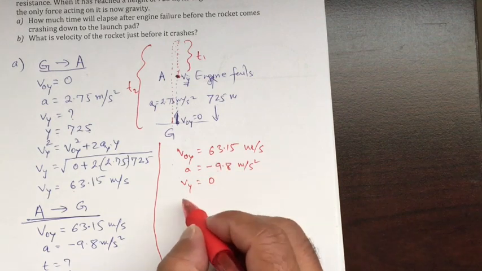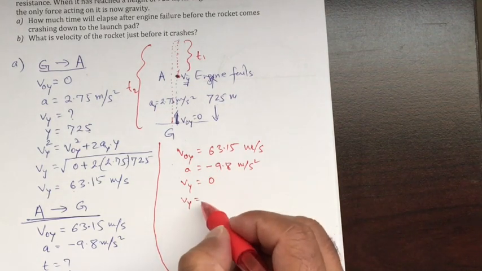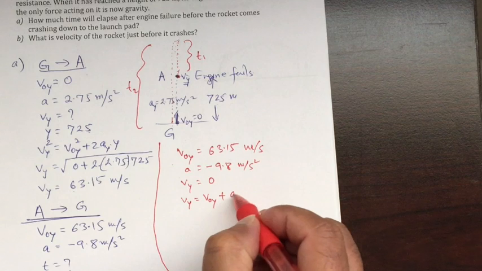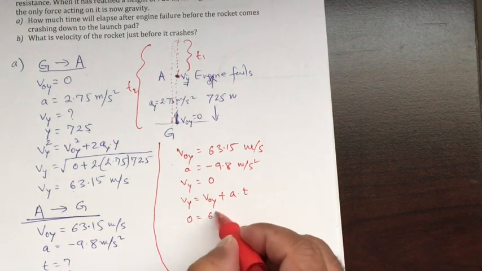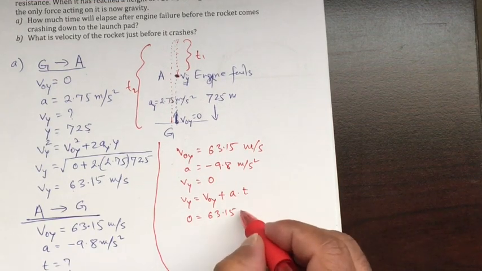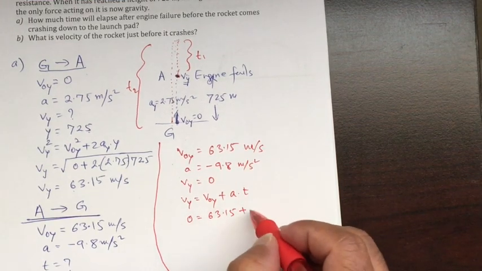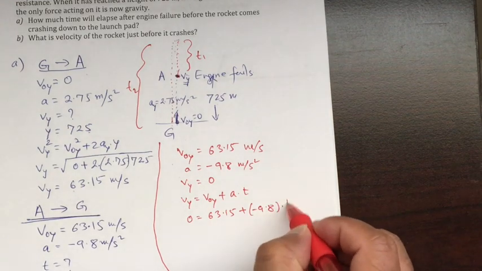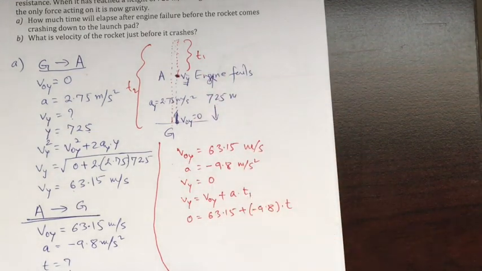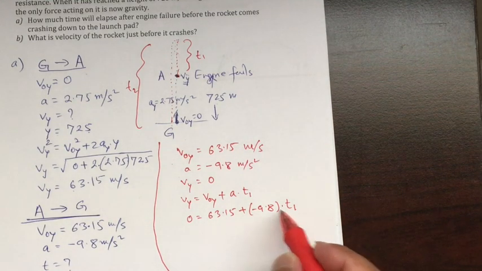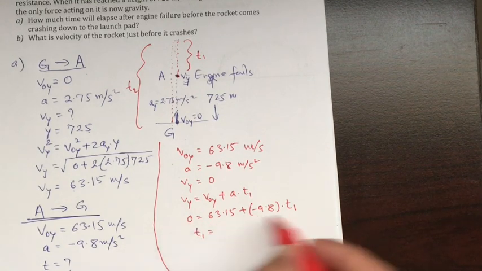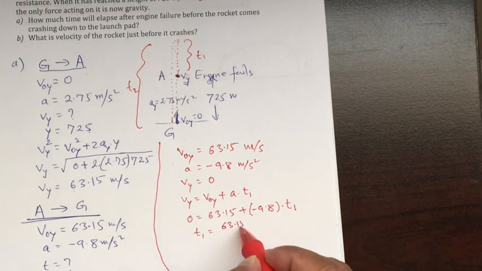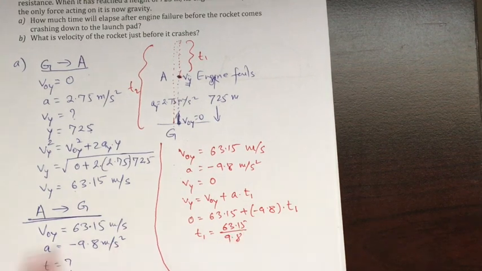The formula is what? Vy equals v0y plus a times t, right? So Vy is 0 equals 63.15 plus a, which is minus 9.8, times t. Let me use t1. So from here, this negative comes on the left. This will be t1 equals, positive, and you divide both sides by 9.8. This is 63.15 divided by 9.8.